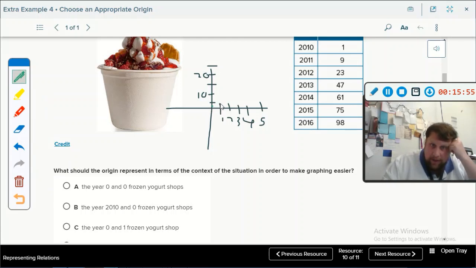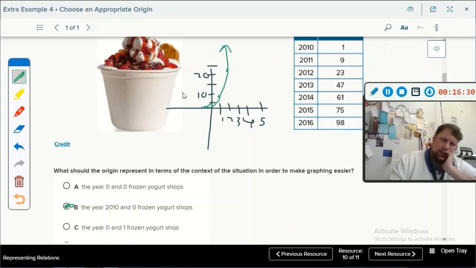Then in 2011, she's going to jump up here to 9. And then in 2012, she's going to jump up to 23, which is going to be up here. And do you see how we have this nice little curve developing that's going to go up and up and up because it's going to be more exponential than not. So this would most definitely be the year 2010 and 0 yogurt shops. You don't ever want the origin representing, at least on the y-axis, the dependent variable.